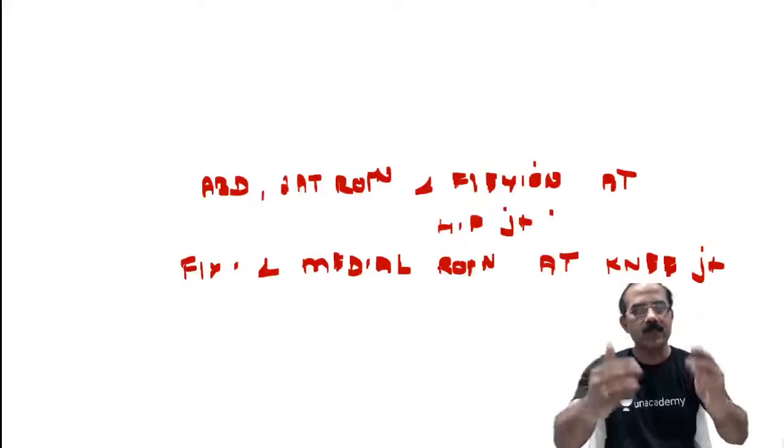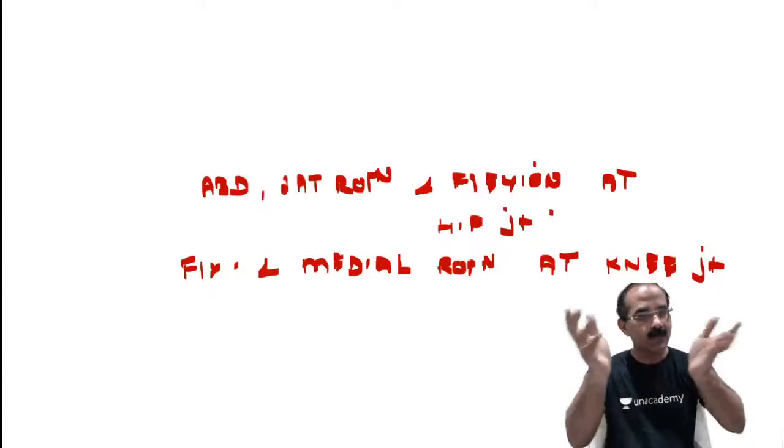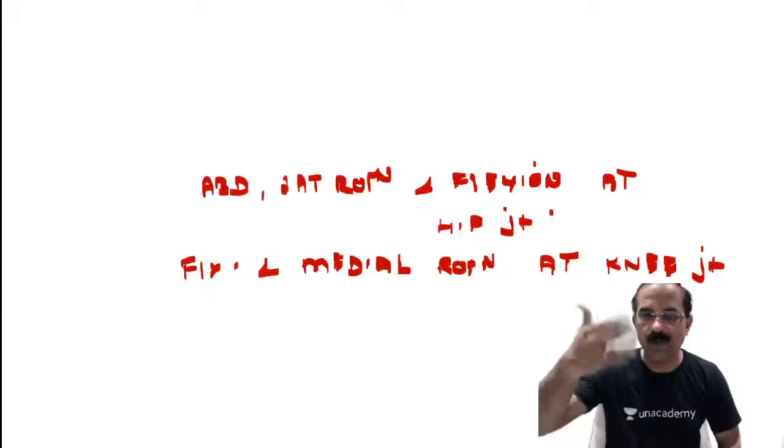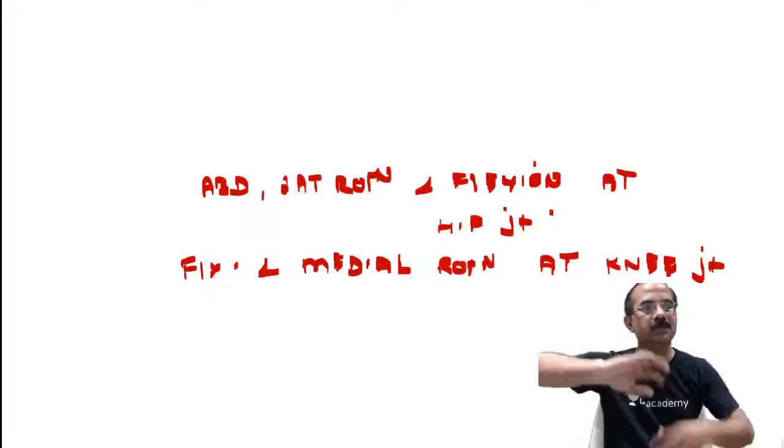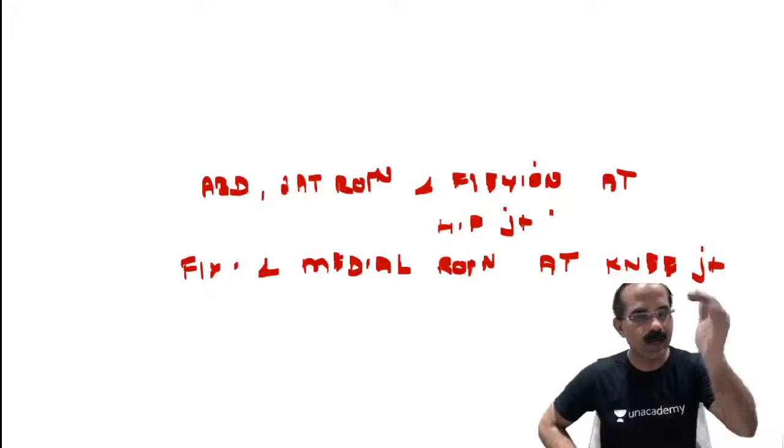The Sartorius, the gracilis and the semitendinosus muscles. The common action is what? They cause flexion at the knee and they also turn the knee medially. Flexion and medial rotation at the knee joint.